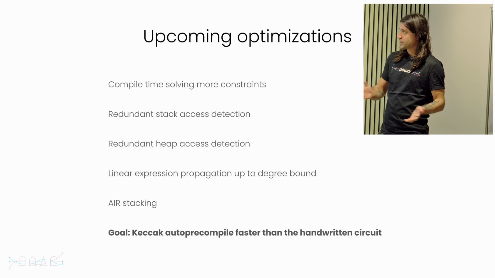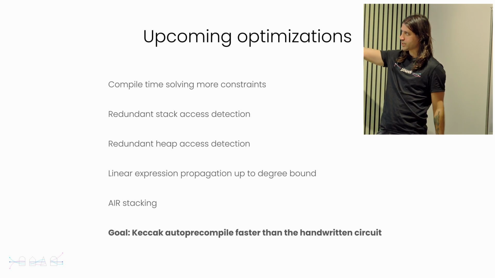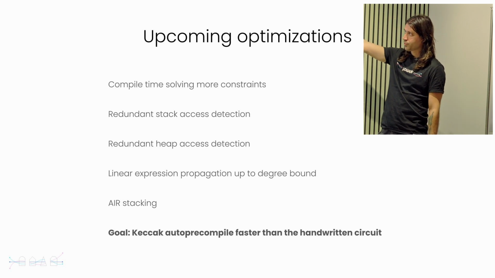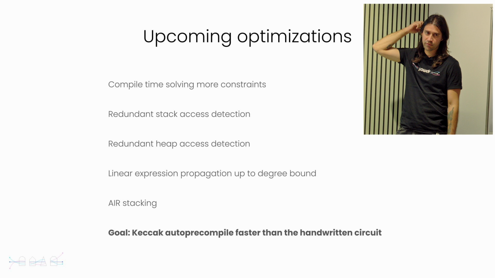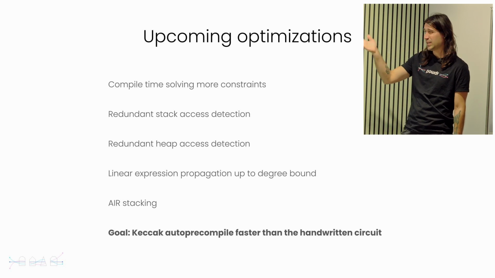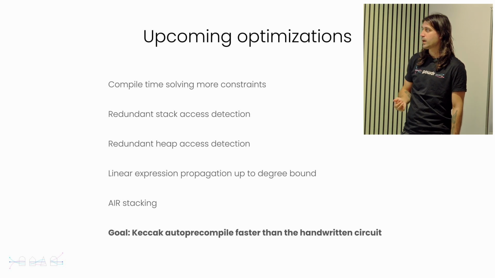And some more exciting optimizations are coming that will hopefully get us a lot closer to the manual one. There's more compile time constraint solving coming soon. More redundant memory detection for the stack, which in RISC-V is a lot. And heap, I don't know how much you can actually optimize there, but stack should be considerable.